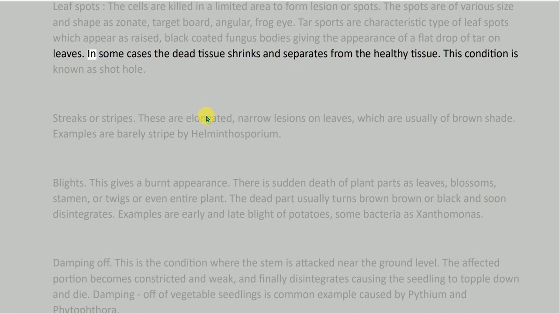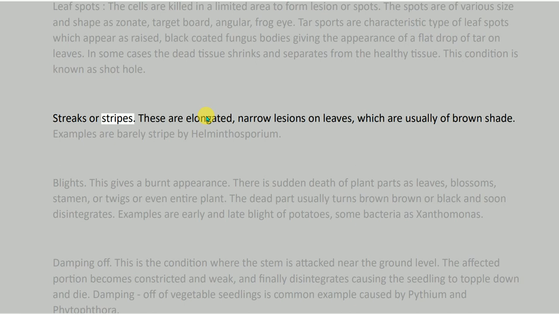In some cases the dead tissue shrinks and separates from the healthy tissue. This condition is known as shot hole. Streaks or stripes: these are elongated, narrow lesions on leaves, which are usually of brown shade.